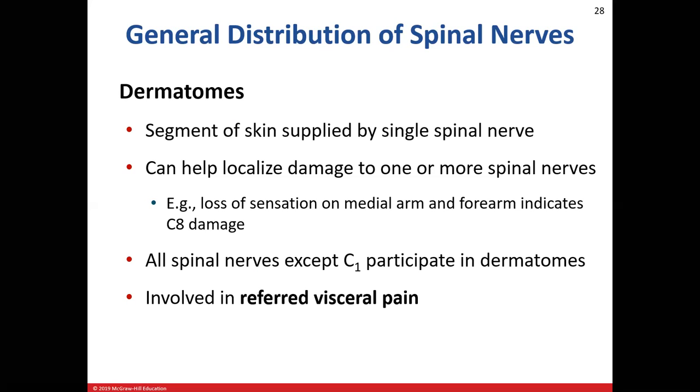All of our spinal nerves except for C1 participate in a dermatome. So notice all of them except C1 participate in dermatomes. And the dermatomes are also then involved in referred visceral pain, and we'll talk about that a little bit later as well. One thing that we want to know is that even though we identify that the dermatomes typically are supplied by one spinal nerve, it's very rare that one dermatome is supplied strictly by that one spinal nerve. Oftentimes there's a little bit of overlap, and that does help maintain some sensation across the dermatomes, although it does allow us to be a little bit more specific in the identification of them.